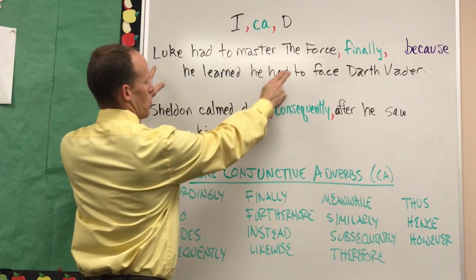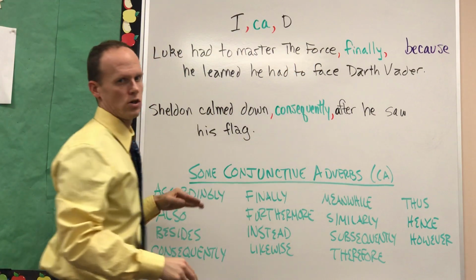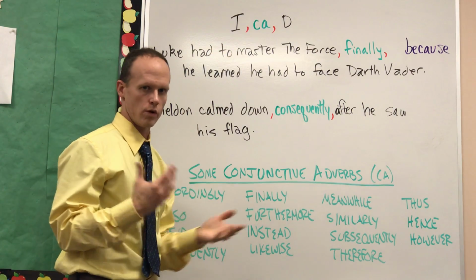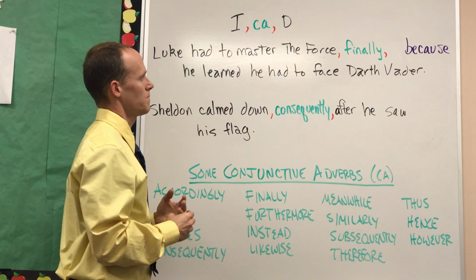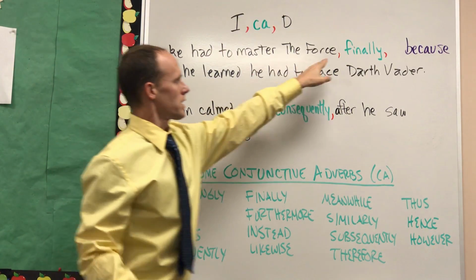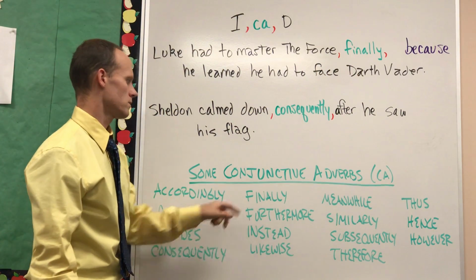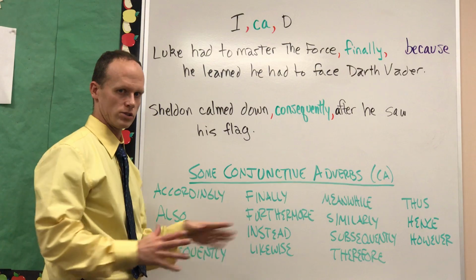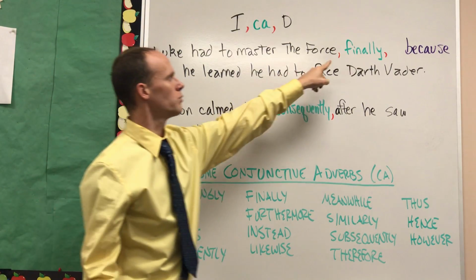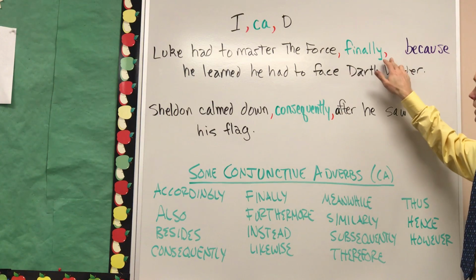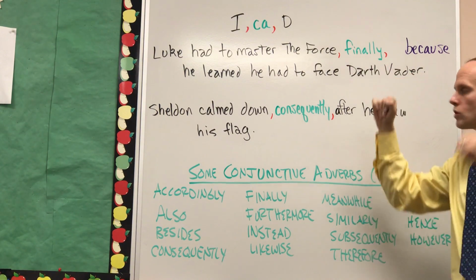Luke had to master the force. That can stand on its own. Luke is my subject, had is going to be my verb in this case, okay? Now, comma, finally, is one of my conjunctive adverbs, okay? It works. Remember, this is just a list. There are others as well. But finally works because it's a transition. Then come over here to comma. I put a comma party, woohoo, okay?